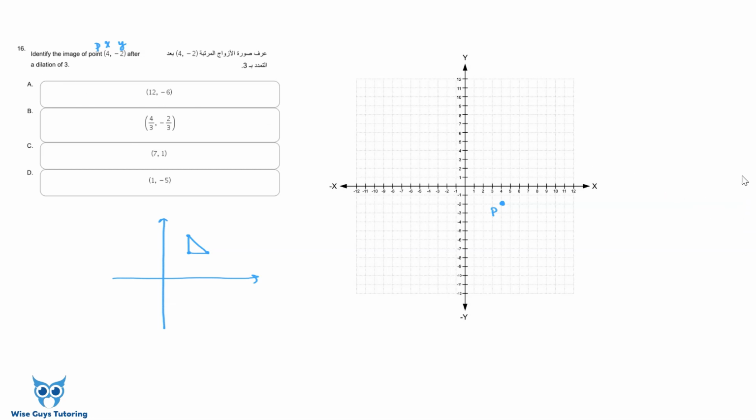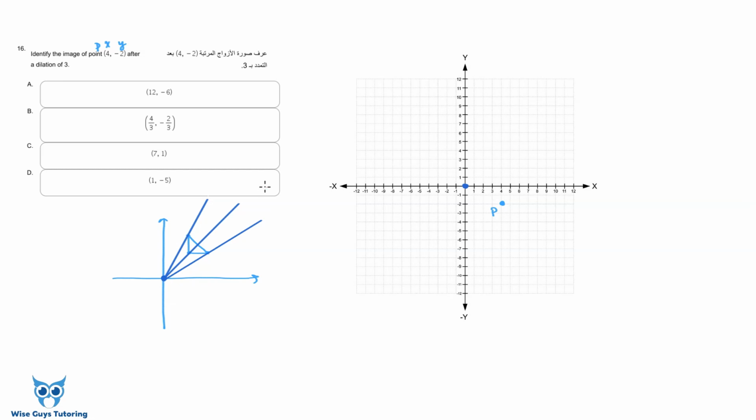I would need to know the center. And let's assume the center is the origin, (0, 0). In this case, since they don't tell you anything, you can safely assume that it is the center. Now, what a dilation means is if you were to take a line from your center of dilation to each point of your original, that means your image of each point will be somewhere on that line. It'll be on that line at 3 times the distance of the original point.